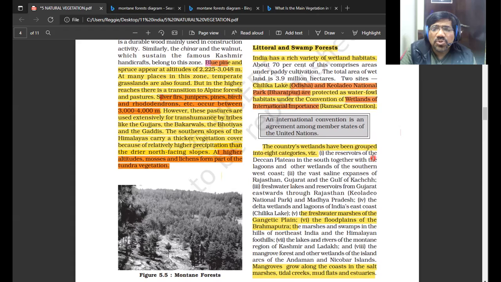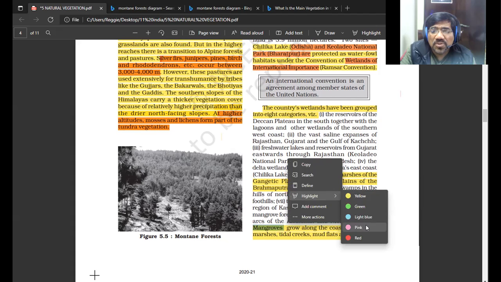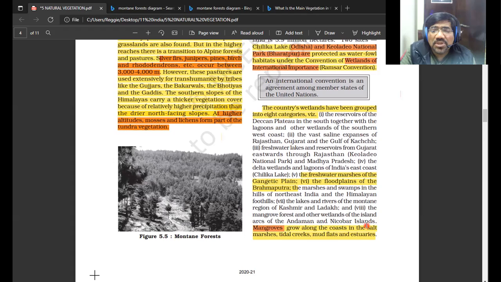So what do you need to remember? You need to remember one or two of them, not all of them, because that will become very difficult. But yes, Chilka Lake you can remember, right? And the international importance of the wetlands you can understand. And what grows there? Here you can see mangroves are growing. So we mark that up also, that mangroves are growing in this particular area.